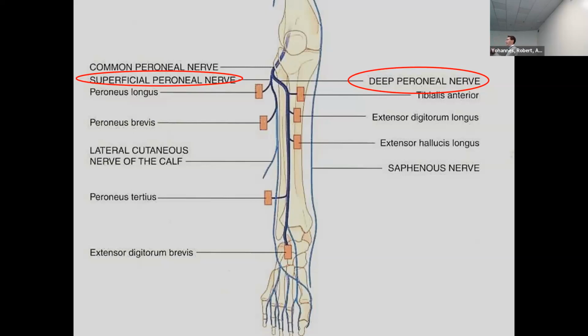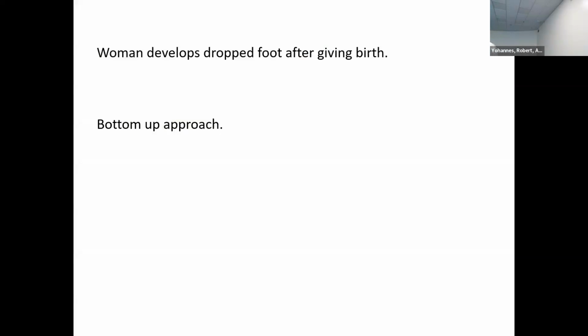Now, the kicker is that this is also an L5 root. So why is it so important? Let's say you have a situation in the delivery room where, after a prolonged delivery, the patient develops a drop foot. So how do we approach it? We mentioned many times that drop foot is weakness of dorsiflexion, and that the roots involved in dorsiflexion are mainly L5. But we mentioned it along the pathway many times.